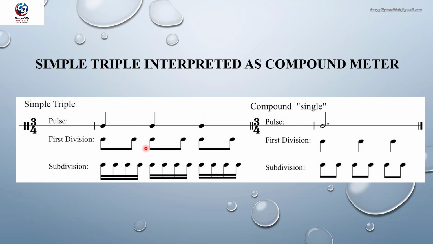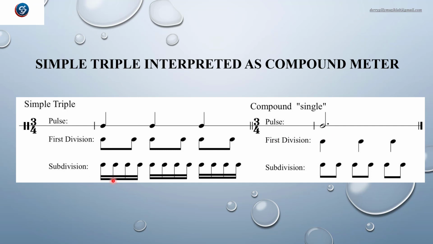Okay, but if you subdivide it, you could have the first division of a simple triple being 1 2, 1 2, 1 2, and then this compound single first division will be 1 2 3, 1 2 3. So as we said, it depends on the tempo or how fast we perceive the values.